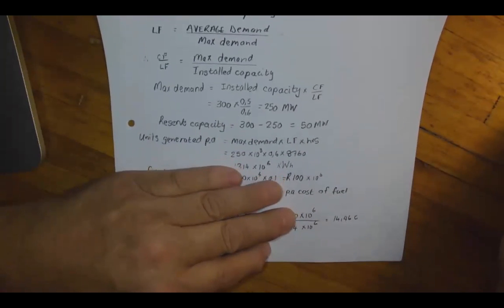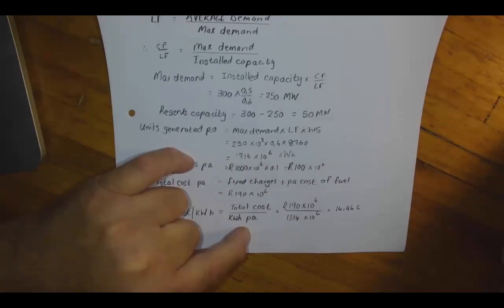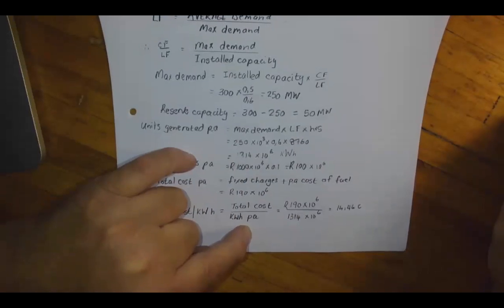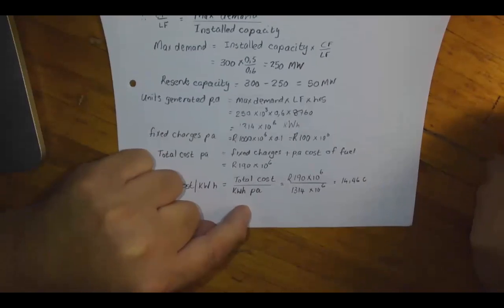Units generated per annum is the maximum demand times the load factor times the hours. So that's 250 times 10 to the power of 3 times 0.6 times 8760. That gives us 1,314 times 10 to the 6 kilowatt hours. Now the fixed charges is 1,000 megawatt rand times 0.1, that gives us 100 times 10 to the power of 6. That is the interest.